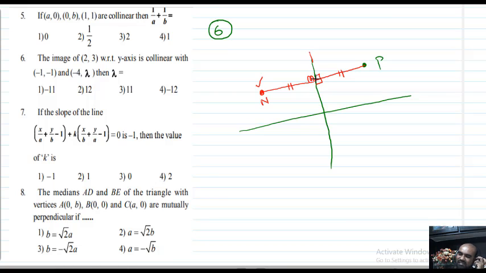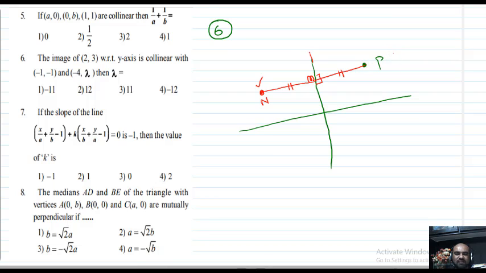Any line, not only y-axis, any line. This is the procedure. Especially I can say N is the image of P with respect to y-axis. What is the meaning here? MP length equal to NM length means this point is how much distance from y-axis, the same as the N also distance from the y-axis.